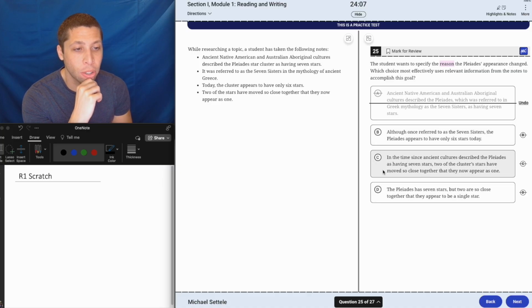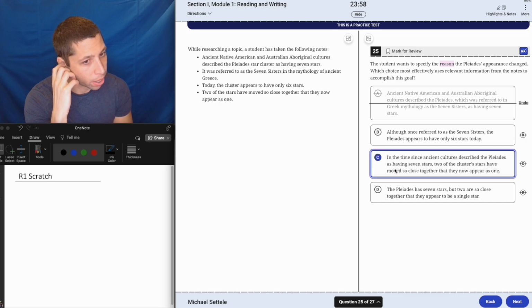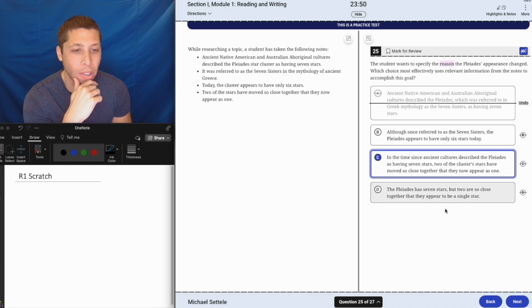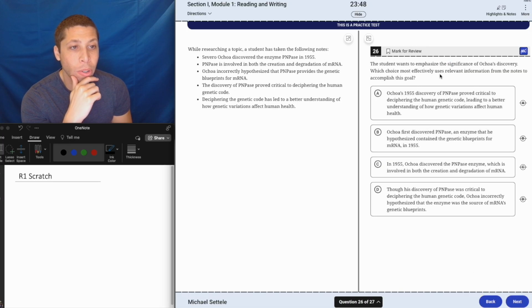In the time since ancient cultures described the Pleiades as having 7 stars, 2 of the cluster stars have moved so close together that they now appear as one. Why did it change? They move close together. That seems right. The Pleiades had 7 stars, but 2 are so close together that they appear to be a single star. That's not saying it changed, though. It's just saying it without getting the change across. So it's definitely C. The student wants to emphasize the significance of Ochoa's discovery.